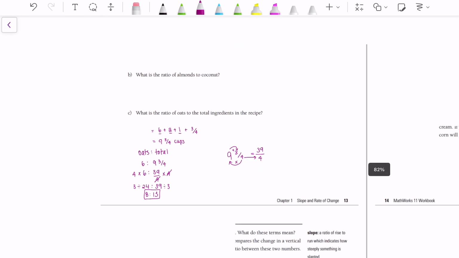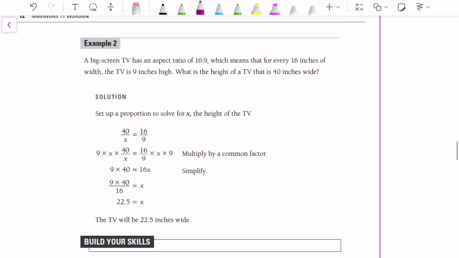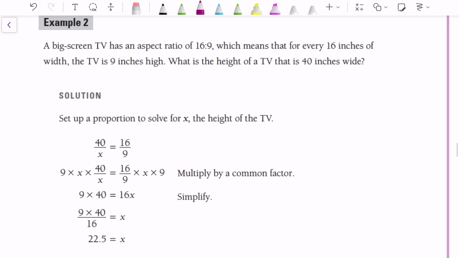All right, moving on. Example number 2 says a big screen TV has an aspect ratio of 16 to 9, which means for every 16 inches of width, the TV is 9 inches high. What is the height of a TV that is 40 inches wide?